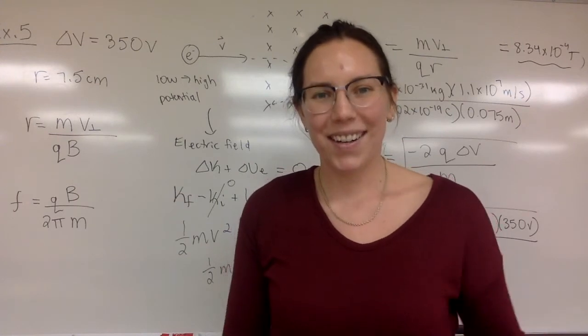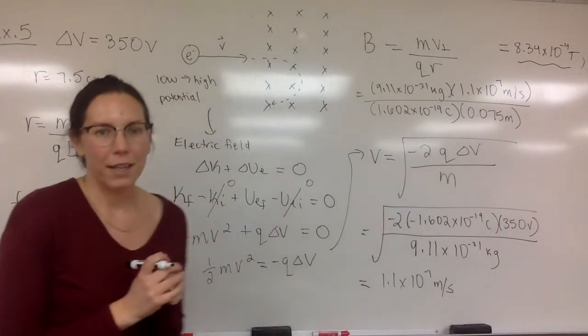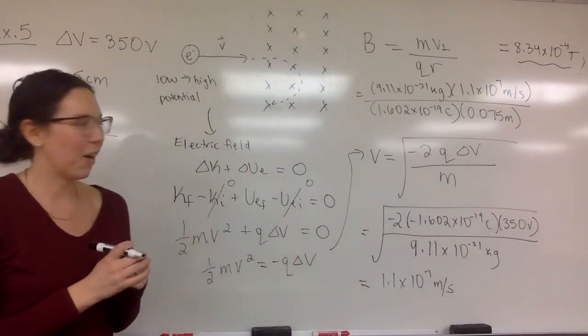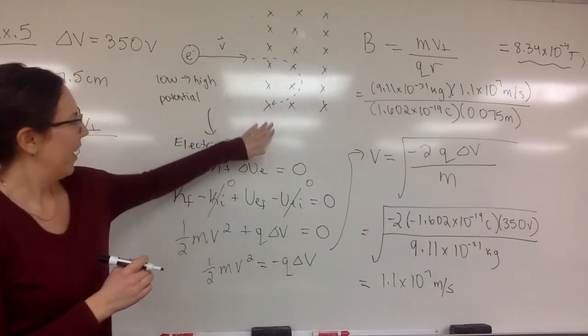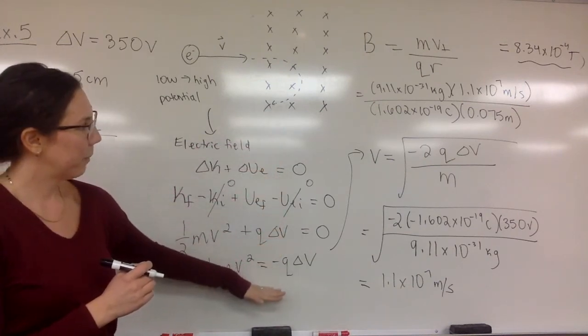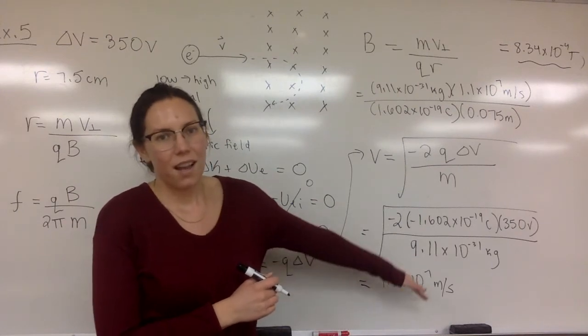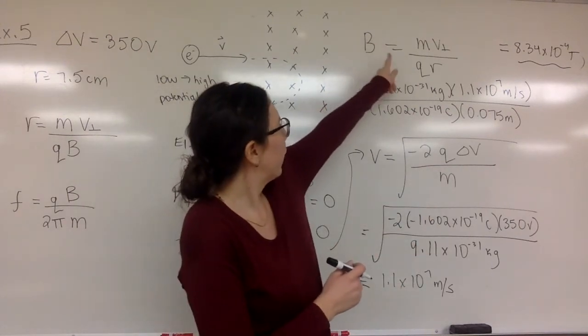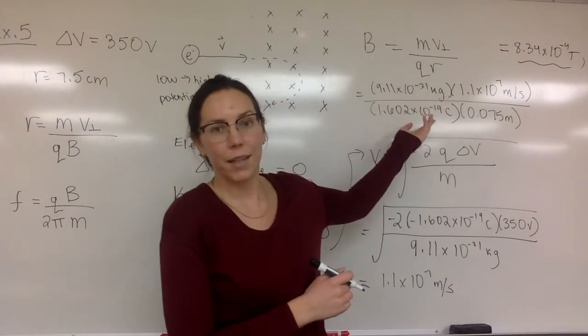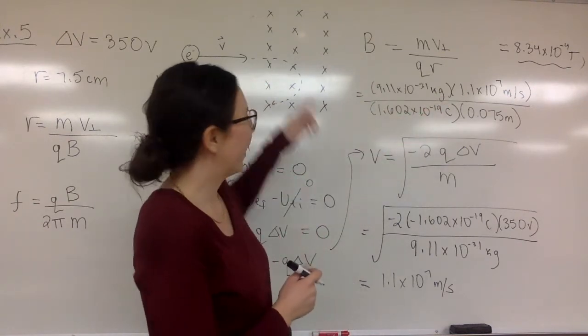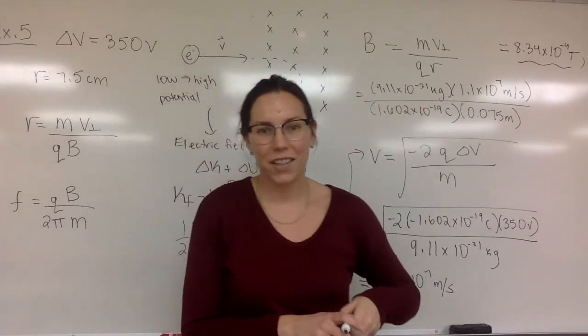So basically I wrote in a kind of non-uniform manner, but we first found the speed, which we get through the acceleration in the electric field. And then up here we can rearrange for B and just use the radius given here to figure out the magnetic field in that region.